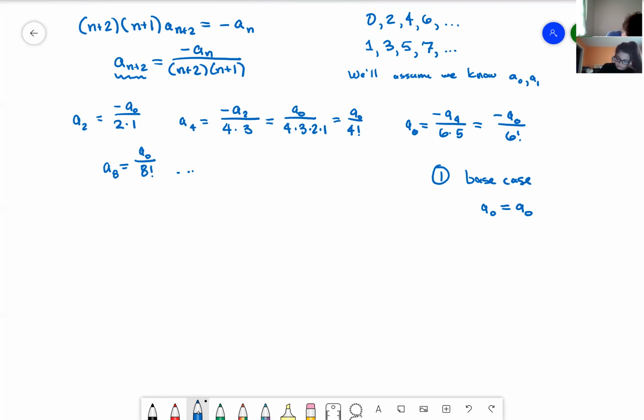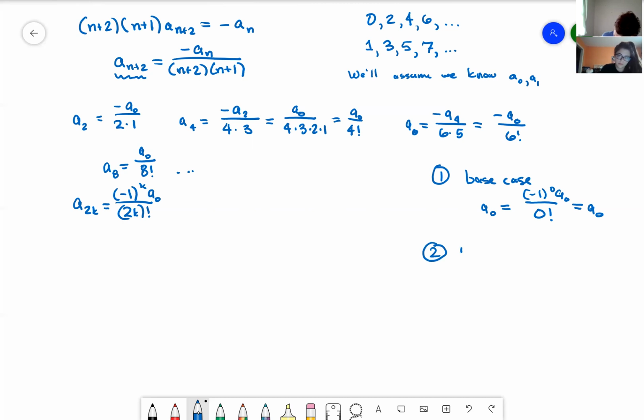What's the thing we're trying to prove, first of all? A 2k, so our even terms, are going to be equal to negative 1 to the k over 2k factorial. That's what we're trying to prove. So what do we have for A0? That's going to be negative 1 to the 0 over 0 factorial. Sorry, left out the A0 here. It's important. So this is just equal to A0. So the base case is okay.